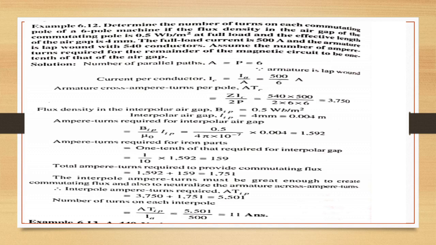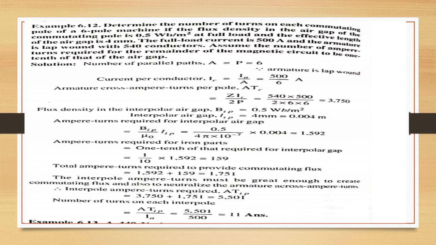So we are first finding the current per conductor, IC, which is IA by A, that is 500 by 6, because it is lap wound, A is equal to P. And armature cross ampere turns per pole, ATC, is ZIC by 2P. After substitution we will get a value of 3750.